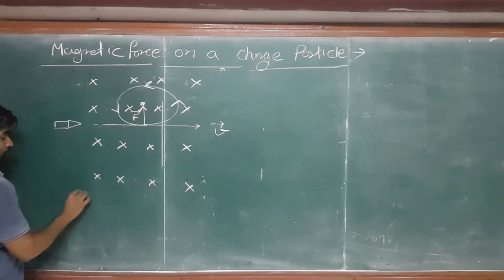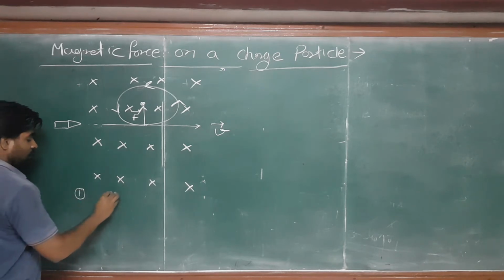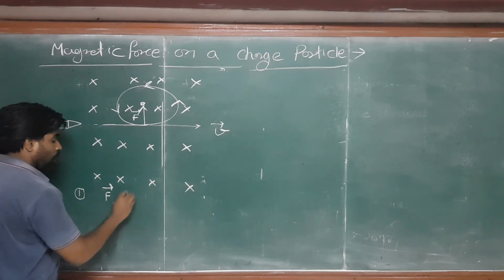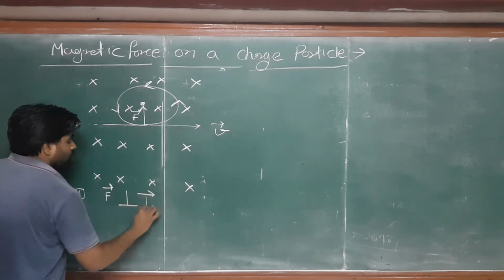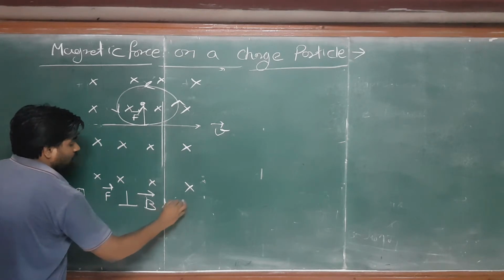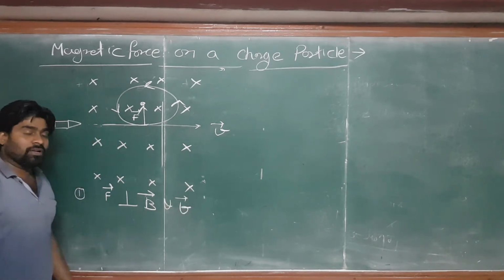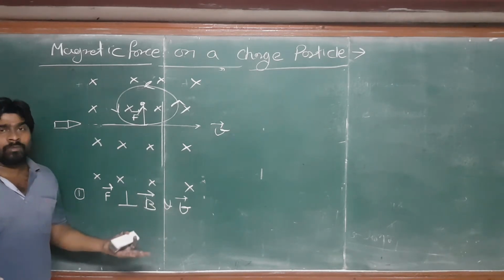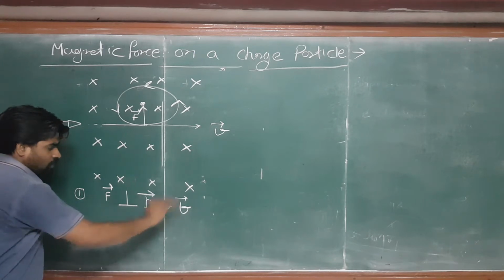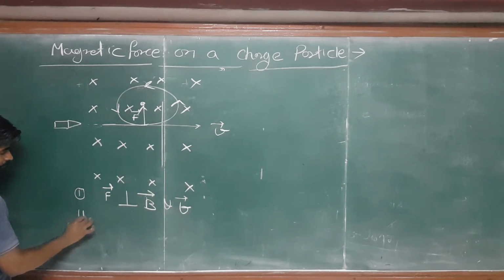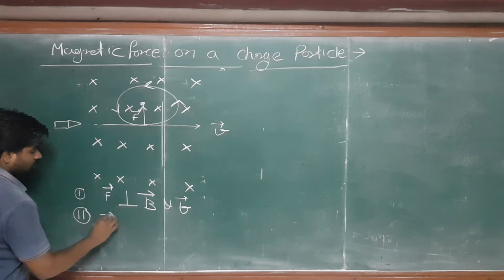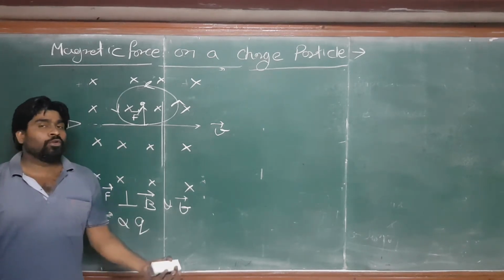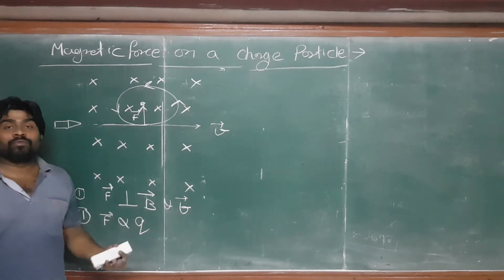Here we can notice some points. The first one, after the experiment I am telling: the force is always perpendicular to the magnetic field and to the velocity. As well as the velocity and the magnetic field both remain perpendicular. It means these all remain perpendicular. Point number 2, the force also depends on the charge magnitude. If there is no charge, no magnetic field, that means no magnetic force you can calculate.